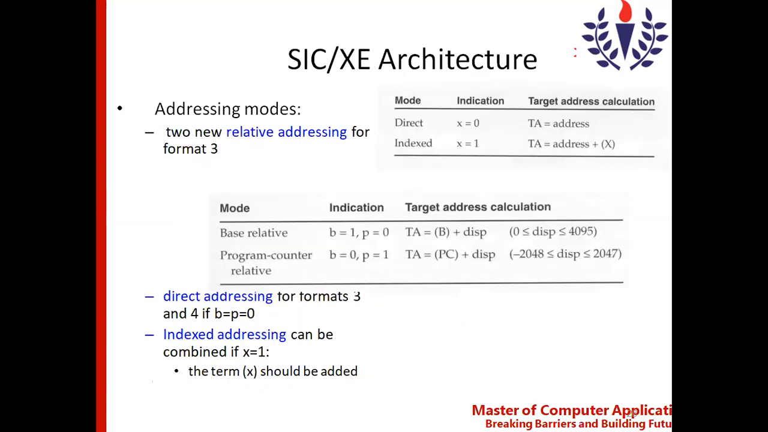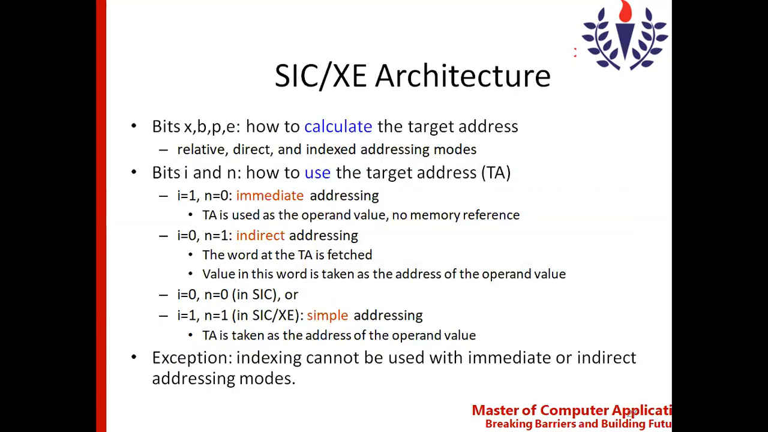If you look at the previous slide, starting from the direct and indexed, then we have base relative addressing mode, program counter relative addressing mode, direct addressing, then we have the immediate addressing, indirect addressing, then we have the simple addressing. So these are the different types of addressing we have in SIC/XE. Especially these bits NIXBPE are meant for representing how we calculate the target address.